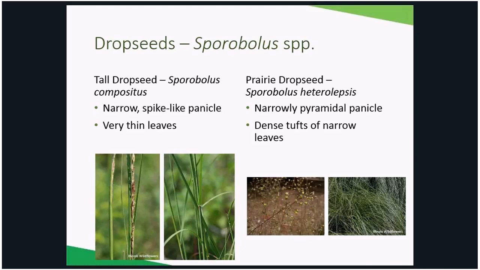And then the prairie drop seed does put out a pyramidal panicle, so it does have a little panicle, but again, very nondescript, very small, not really that remarkable. So again, a good clue to start with is just how thin those leaves are. That's a great place to start looking at the drop seeds.